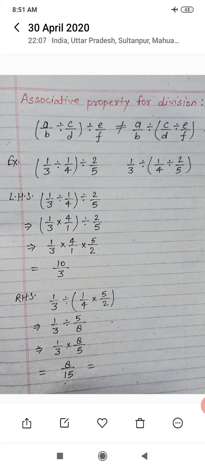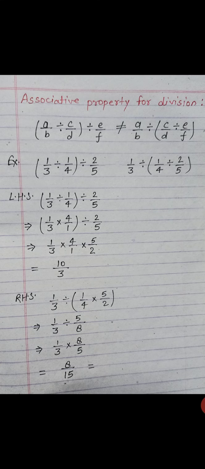We will solve RHS. 1 by 3 divided by 1 by 4 divided by 2 by 5. So 1 by 3 divided by 1 by 4 into 5 by 2. So 1 by 3 divided by 5 by 8. 1 by 3 into 8 by 5 is equal to 8 by 15. We see that the expressions on both sides are not equal. So division is not associative for rational numbers.